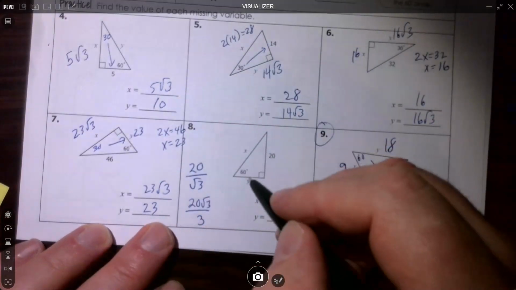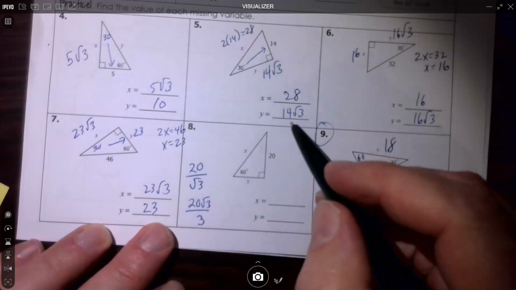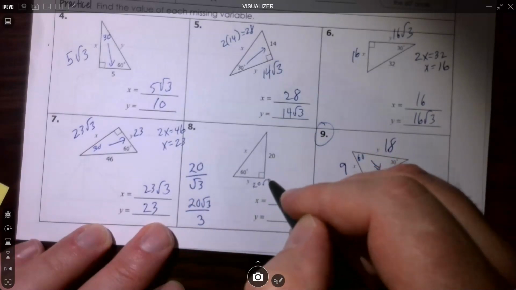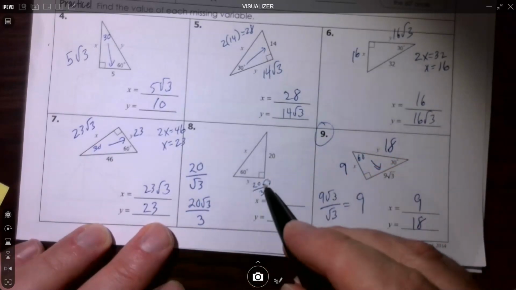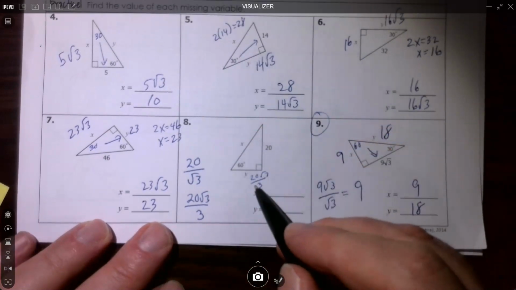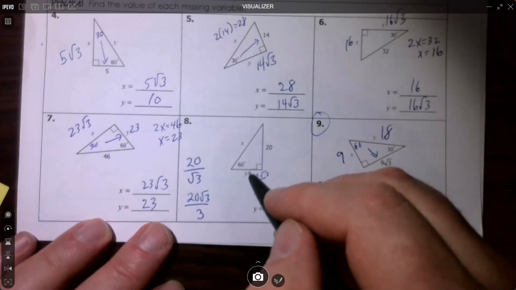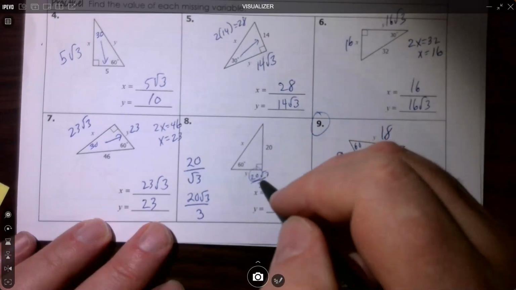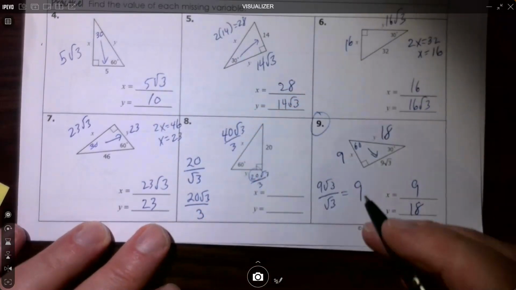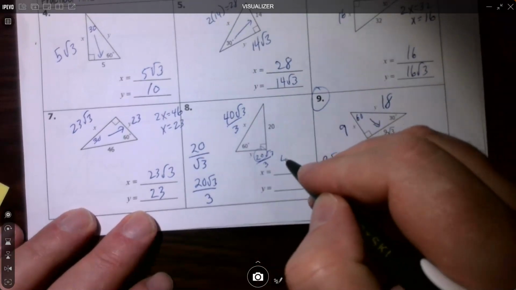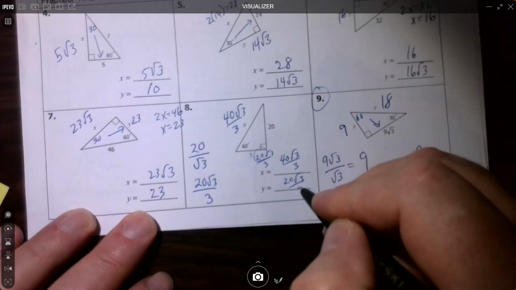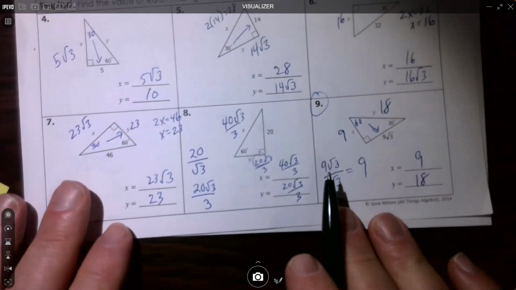So dividing it will give me the short side, so that's 20 square root of 3 over 3. Now, remember that the hypotenuse is 2 times it, so all I have to do is multiply this number by 2. So this number is going to be 40 square root of 3 over 3. Okay, that's a toughie. So this is 40 square root of 3 over 3, and this is 20 square root of 3 over 3. Again, it's only difficult when you have to work backwards.